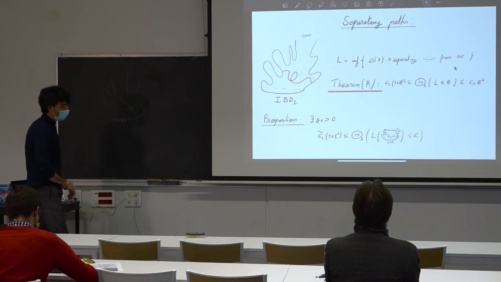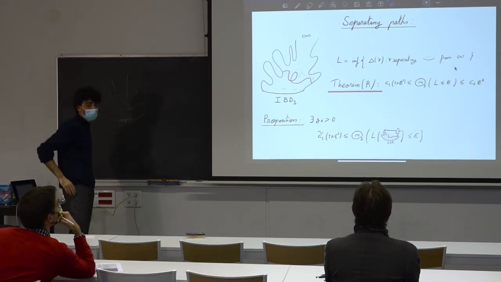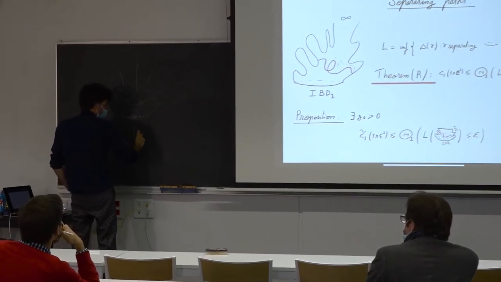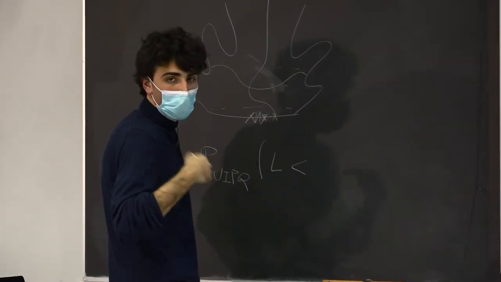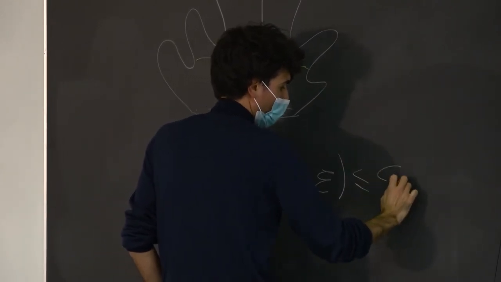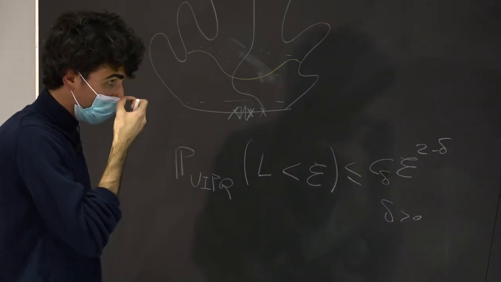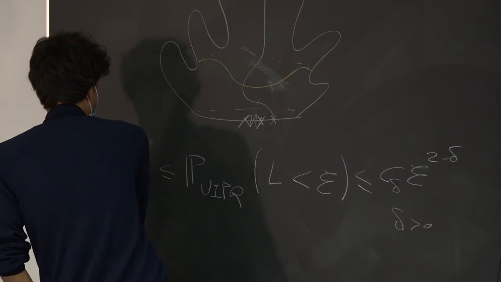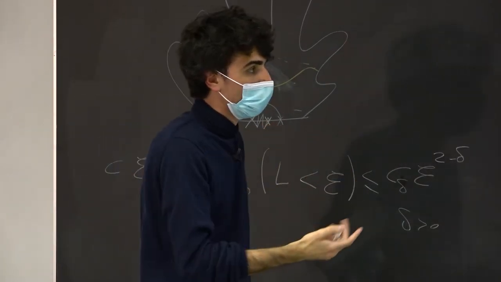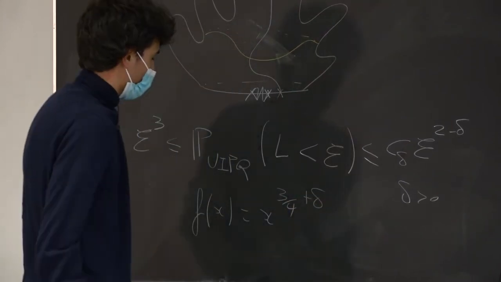To state the isoperimetric inequalities, a similar result was stated in the uniform infinite planar triangulation by Jean-François and Thomas Lehéricy, where they state, in the case of the uniform infinite planar triangulation, that the smallest length disconnecting the ball of radius r, this object here, is smaller than one constant epsilon 2 minus delta for any delta. The constant depends on delta. And using this, they also state some constant here, epsilon cubic, and they state a similar isoperimetric inequality, but for the case of f(x) equal to x to the power 3/4 plus delta.